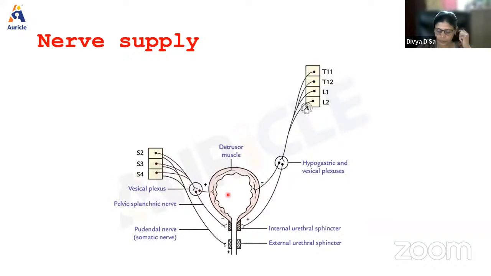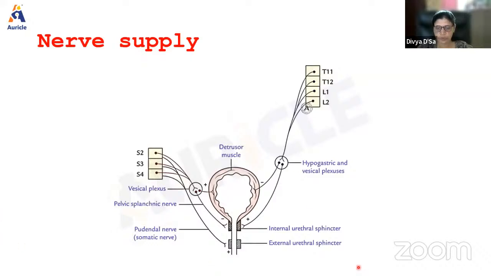The blood supply of the bladder is basically by the superior vesical artery and inferior vesical artery. In addition to that, the obturator artery and a branch from the inferior gluteal artery, and in females, the uterine artery also supplies. So basically, it is the superior vesical and the inferior vesical. Regarding the nerve supply, they form the vesical plexus, which we saw, which is situated in the space of Retzius.